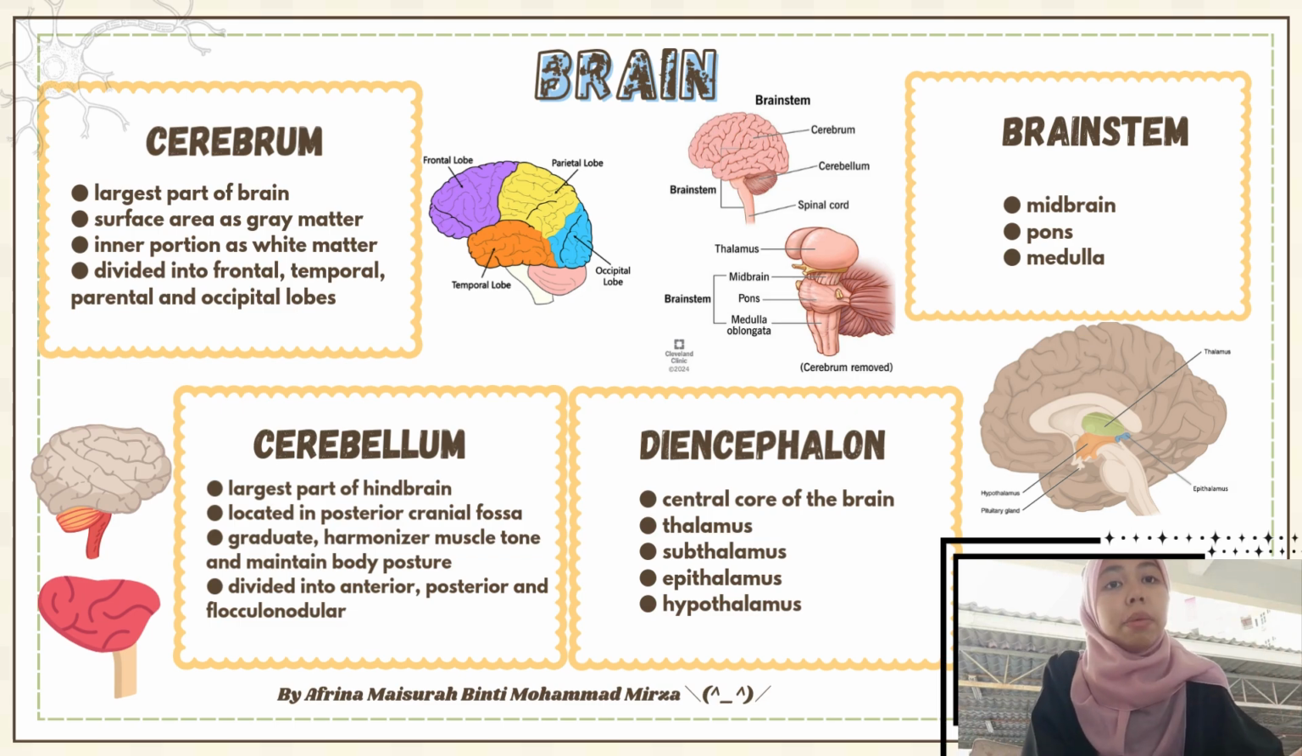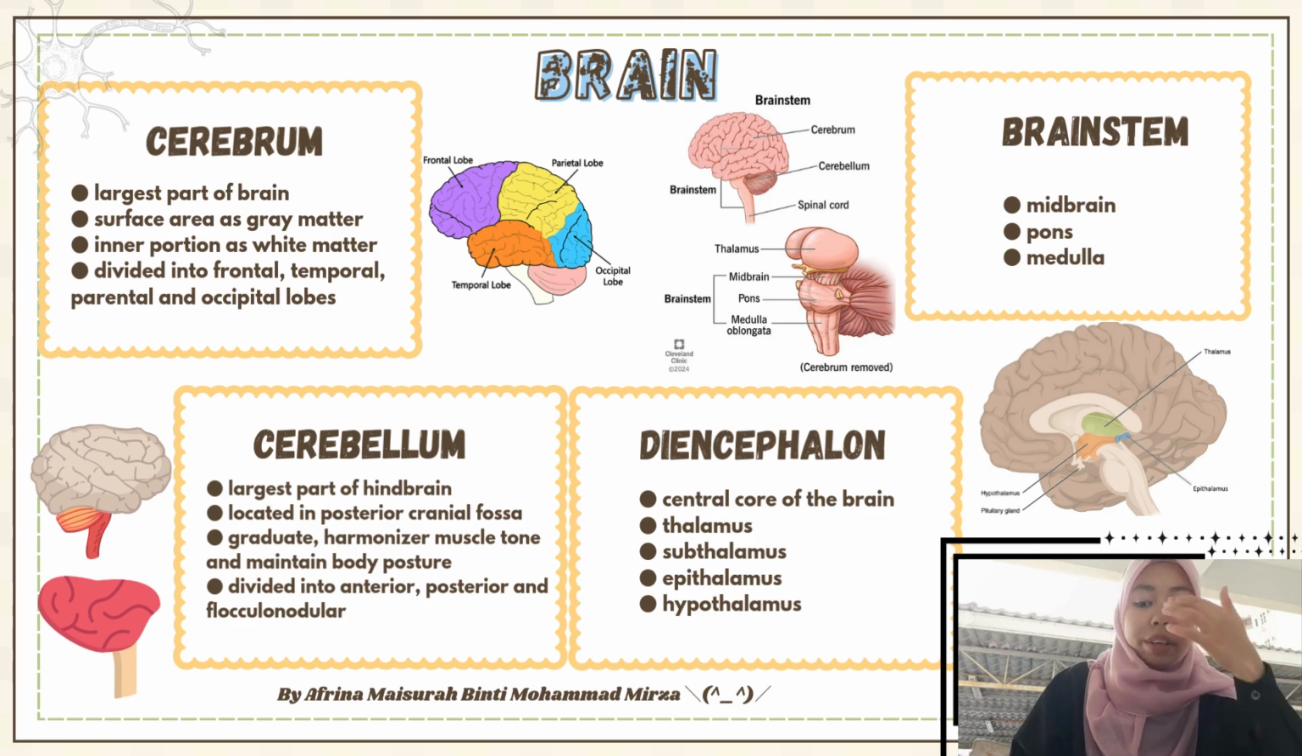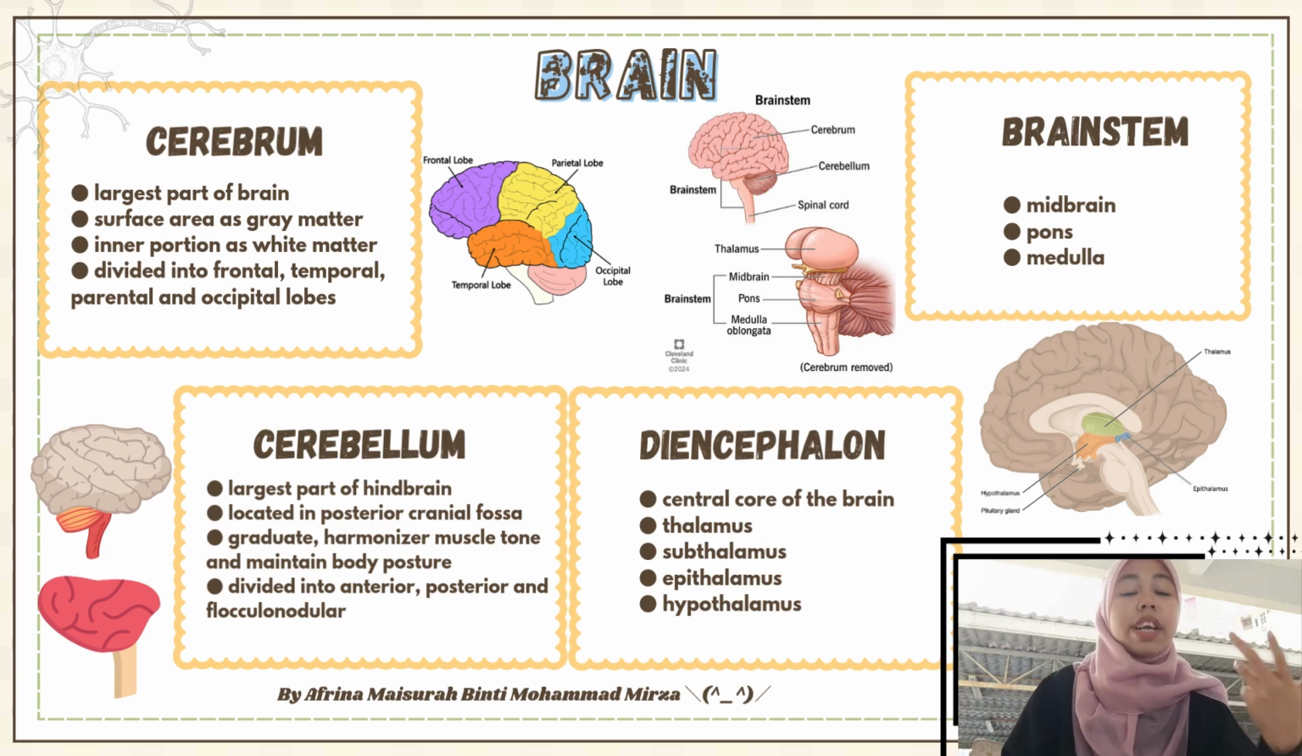Okay, the brainstem consists of 3 parts: midbrain, pons and medulla. The midbrain consists of cell bodies and nerve fiber. The function of this midbrain is to connect between the cerebrum and the lower part of the brain.